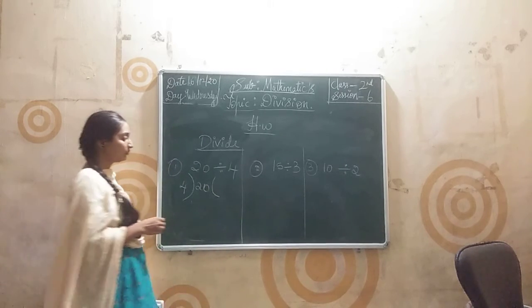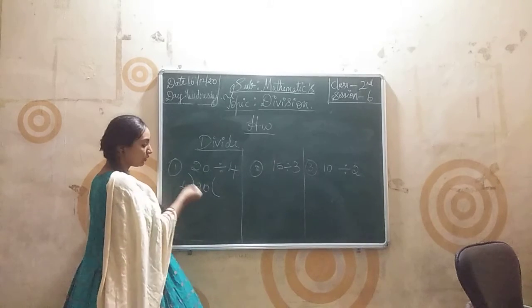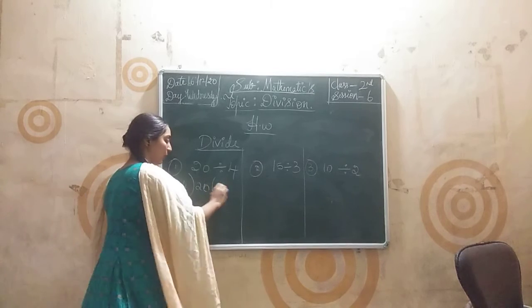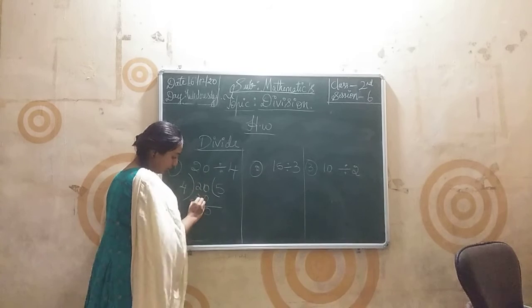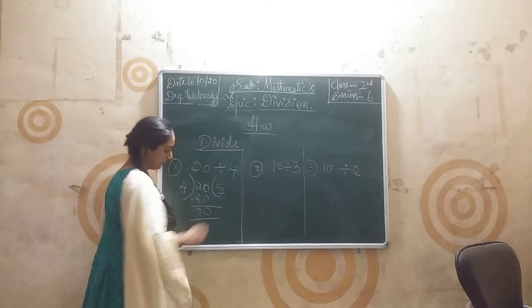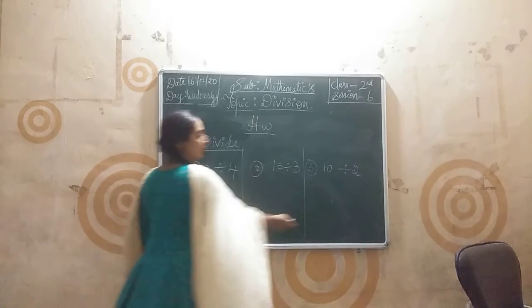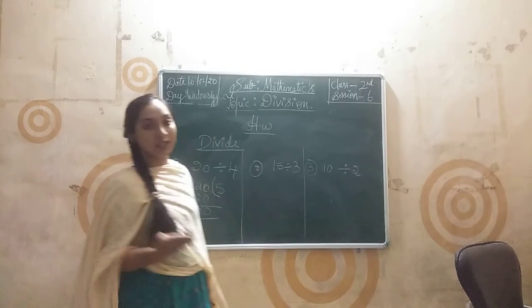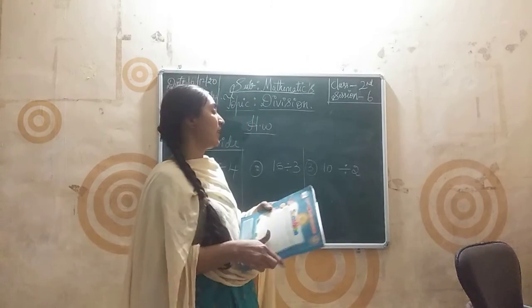You have to see, is the number 20 in the 4 table or not? Yes, it is there. 4 fives are 20. 0 minus 0 is 0. 2 minus 2 is 0. In this method, I have solved one problem. The other two remaining problems you have to solve yourself. So here is enough in today's class.